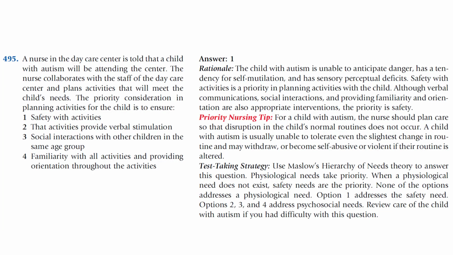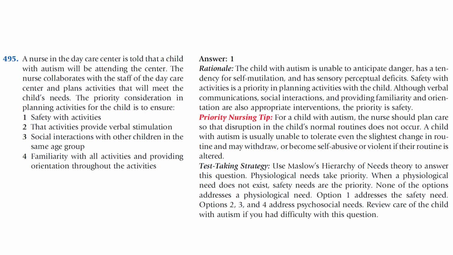495. A nurse in the daycare center is told that a child with autism will be attending the center. The nurse collaborates with the staff of the daycare center and plans activities that will meet the child's needs. The priority consideration in planning activities for the child is to ensure 1. Safety with activities. 2. That activities provide verbal stimulation. 3. Social interactions with other children in the same age group. 4. Familiarity with all activities and providing orientation throughout the activities.